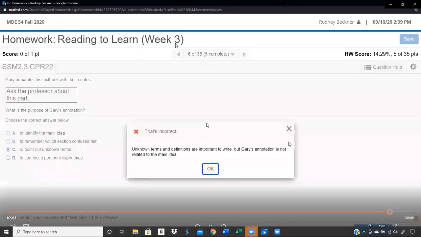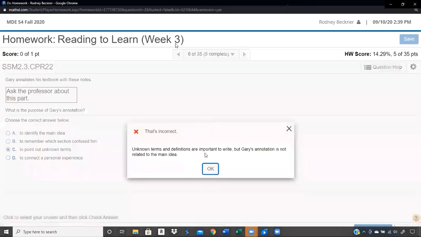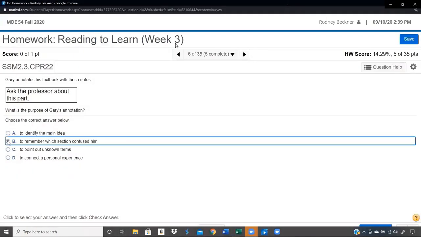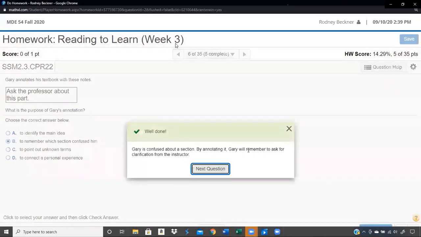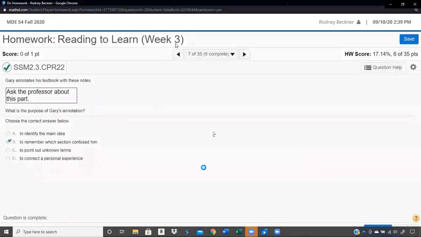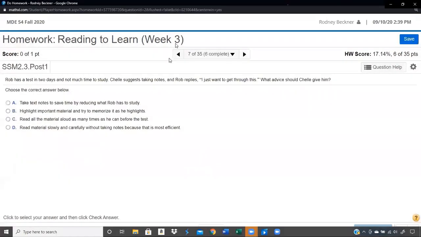Let's try unknown terms. So that was wrong. Unknown terms and definitions are important to write, but Gary's annotation is not related to the main idea. So probably to remember which section confused him. Yes, he's confused about a section. Ask about this section. It seemed a little clearer, but I still thought that C might be one that some people think.